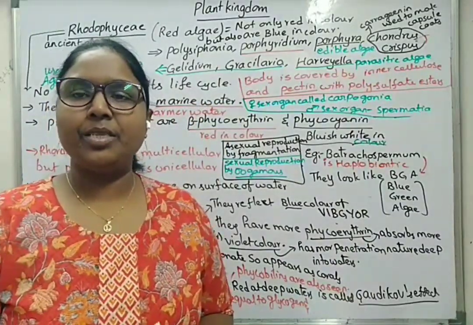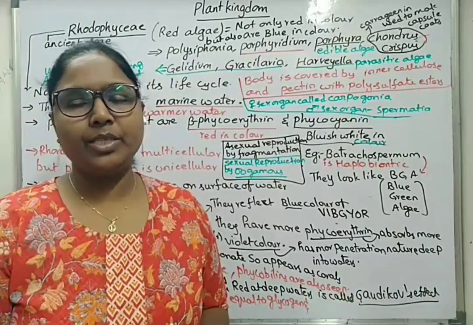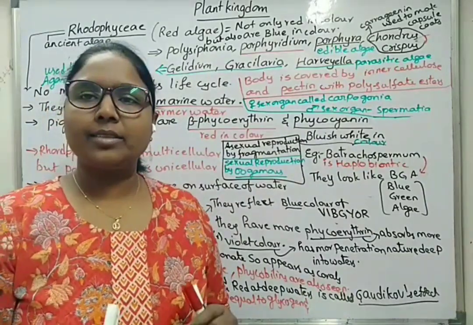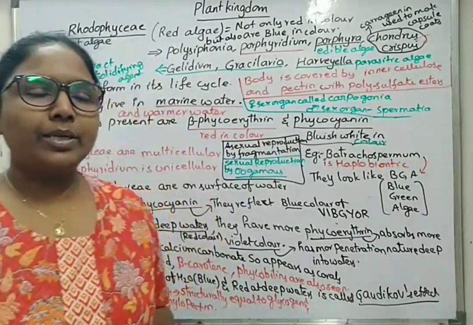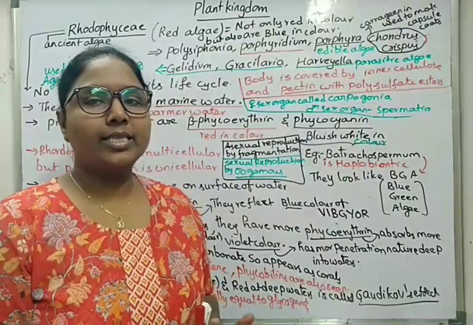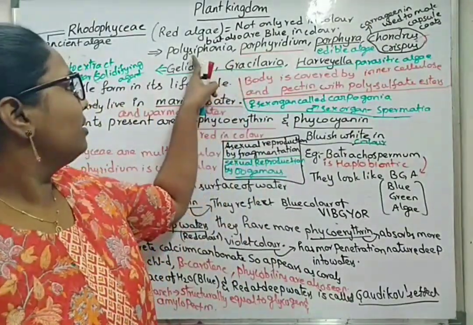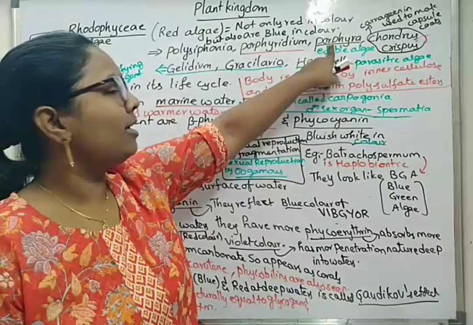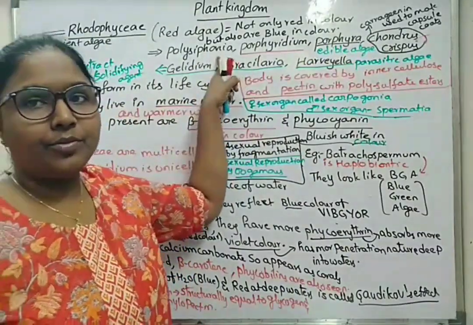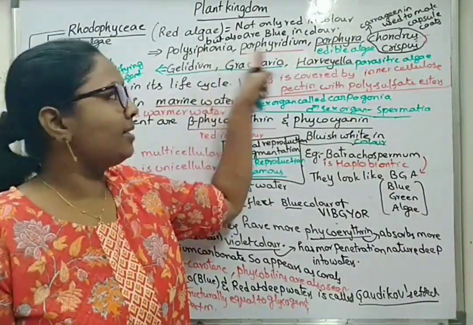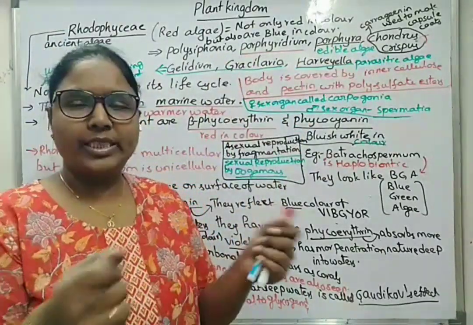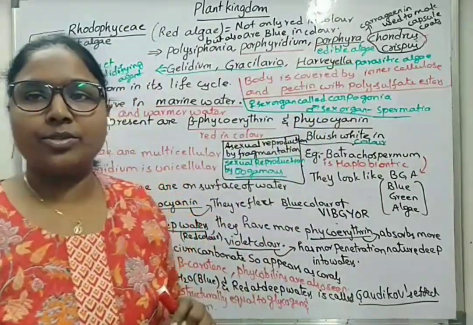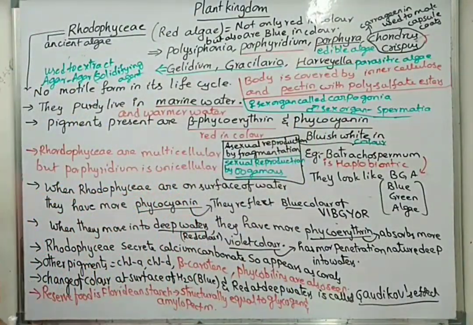In Rhodophyceae members, diagrammatic representations are also very important. They will give a diagram and ask us to identify the name of that particular diagram or alga. So please go through the NCERT textbook and see the diagrams. They have given Porphyra, a single sheet-like structure, and Polysiphonia, which is twig-like with a main axis and branches. So these are the important points related to Rhodophyceae members.